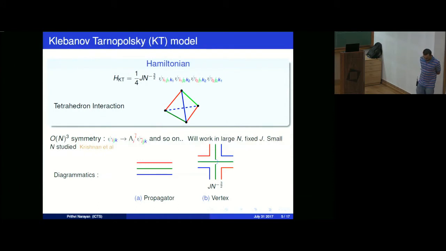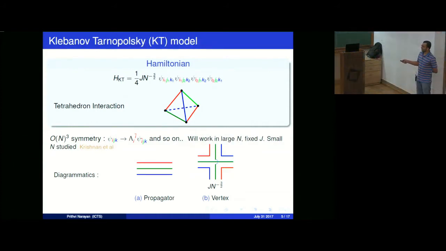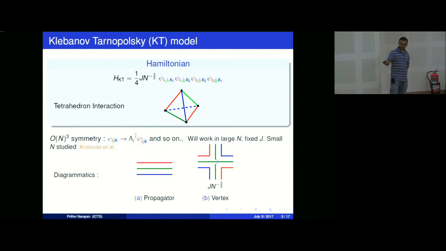So how do you do diagrammatics in this theory? As I told you, it's useful to think of these indices as colors. A fermion propagator, you break up the single line fermion propagator into 3 lines and you give colors to them. This is a very useful way of thinking about this theory. And then the interaction will be this tetrahedron interaction written in a slightly different way. The scaling of this vertex is n to the power minus 3/2, and you can carry out diagrammatics to see what happens.